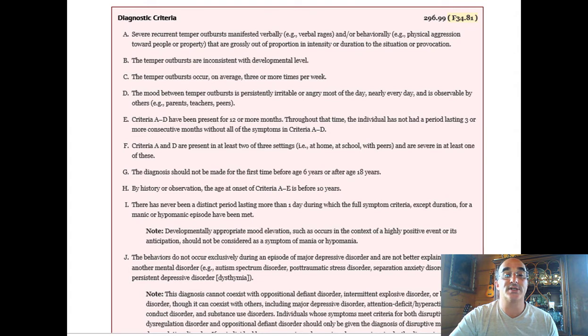The temper outbursts are inconsistent with the developmental levels, so we're talking about maybe a more mature middle-aged child as opposed to a 3-year-old having a temper tantrum. The temper outbursts occur on average 3 or 4 more times a week, and the mood between the temper outbursts is persistently irritable or angry most of the day, nearly every day, and observed by others like teachers, parents, and peers.